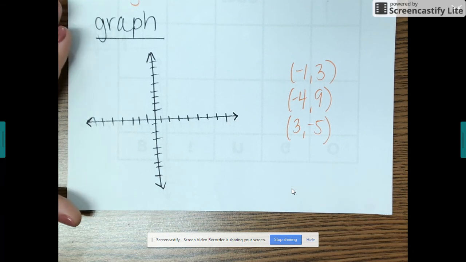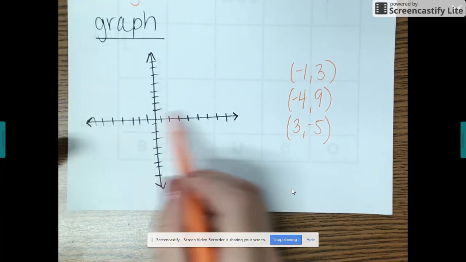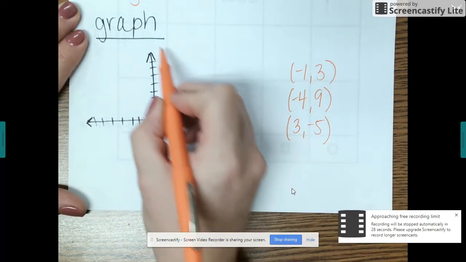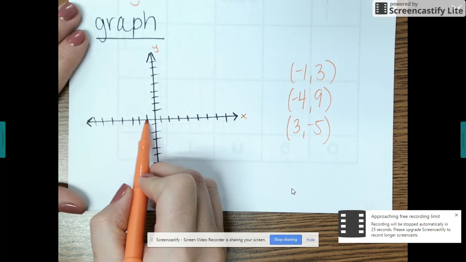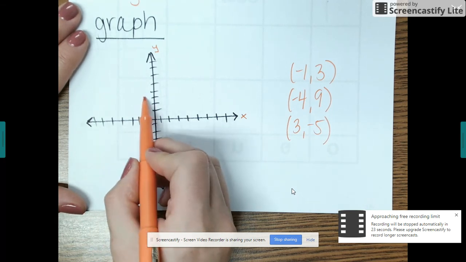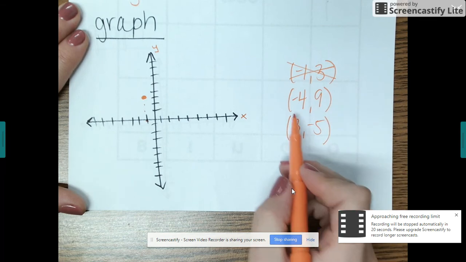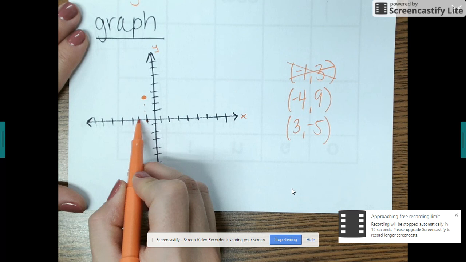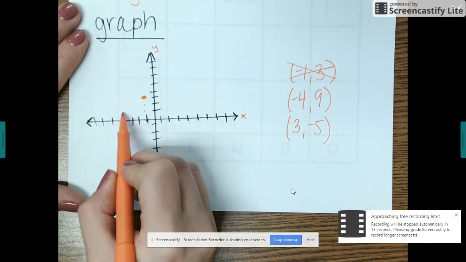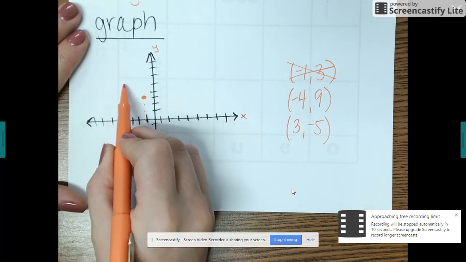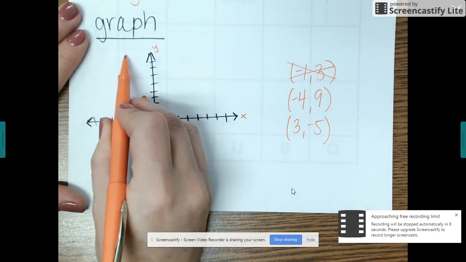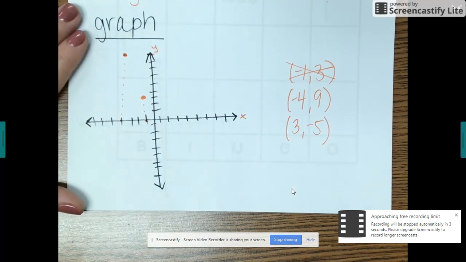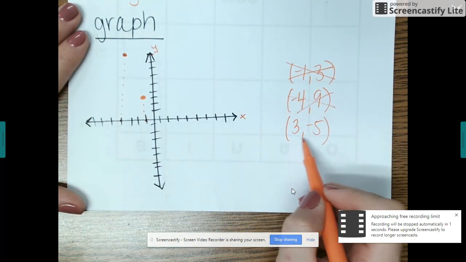So now I'm going to plot these points. I don't think I'm going to have enough numbers, but x is negative 1. Remember, this is the x-axis. This is the y. And I'm going to go up 3. 1, 2, 3. That is your first point. Negative 4, 9. So I'm going to go over, x is negative 4. And I'm going to go up 9. 1, 2, 3, 4, 5, 6, 7, 8, 9. Let's say 9's right here. That is my second point. And now I'm going to go x is positive 3.